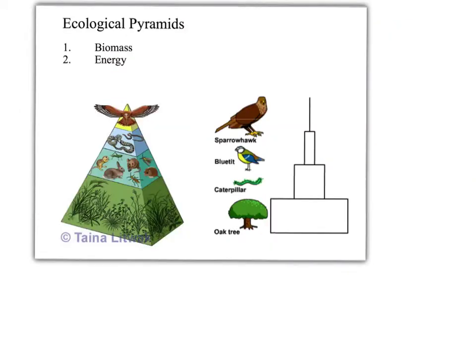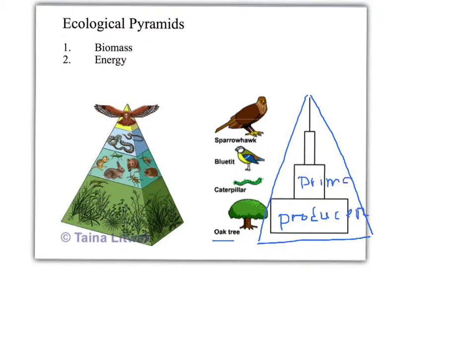Now we're going to look at ecological pyramids. This right here on the side is another way of looking at that triangle that I drew earlier. At the bottom we have our oak tree, that's our primary producer. So we have our producer. Our next one is going to be our primary consumer. The next one's going to be our secondary consumer, and this one on the top is going to be our tertiary or third level consumer.